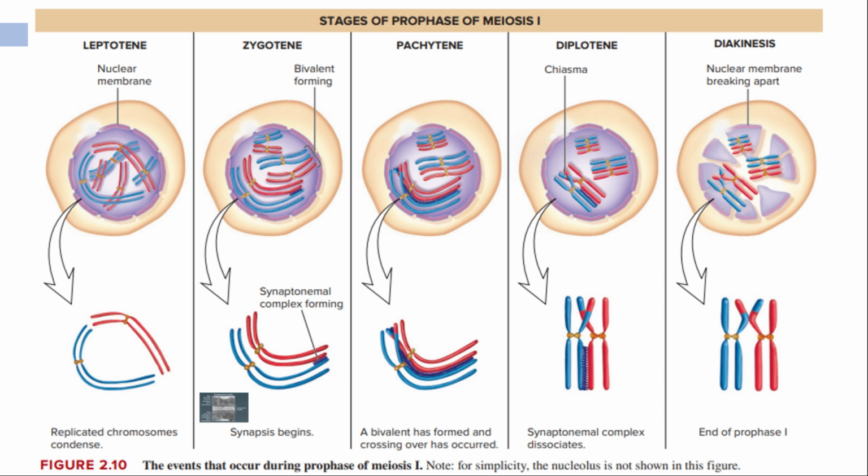In this stage, nangyayari yung tinatawag natin na synapsis. Synapsis is the process kung saan nagkakaroon ng physical connections between the sister chromatid of one chromosome and the sister chromatid of the homologous chromosome. Pagtingin na lang yung picture sa PowerPoint, you can see there, let's say that long chromosome is chromosome 15, okay?